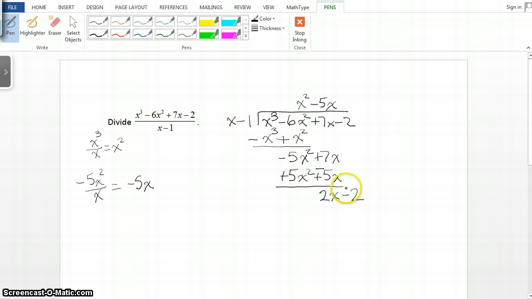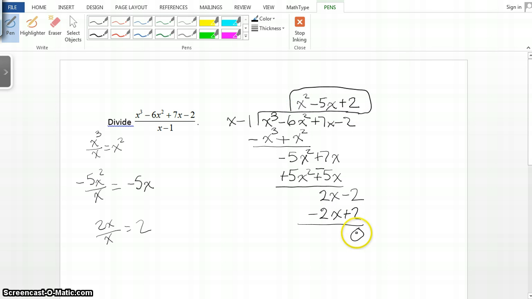Let's bring that last negative 2 down, and then you go again, you say how many times does x go into 2x this time? Goes in there 2 times, and that's positive because this 2x right here is positive. So it's a plus 2. Let's multiply back and see where we are. 2 times x is 2x, and 2 times a negative 1 is a negative 2. If you change signs and add, you'll have nothing left. So this is your answer.